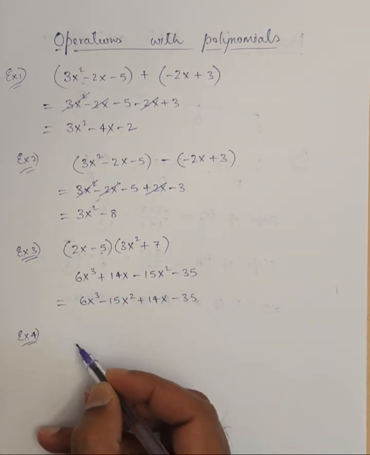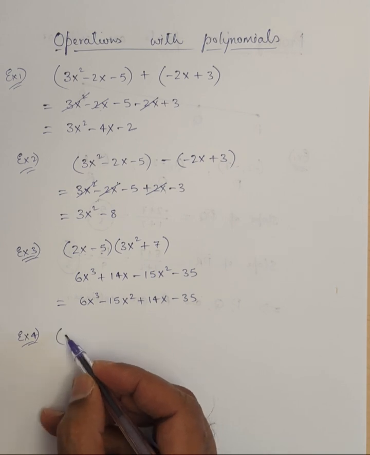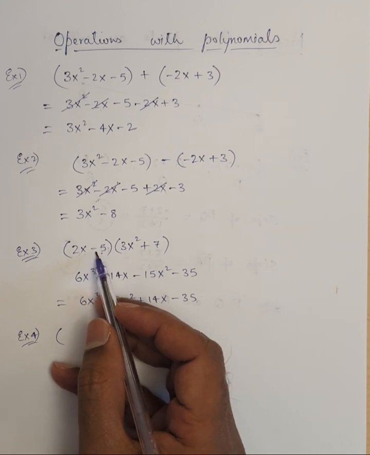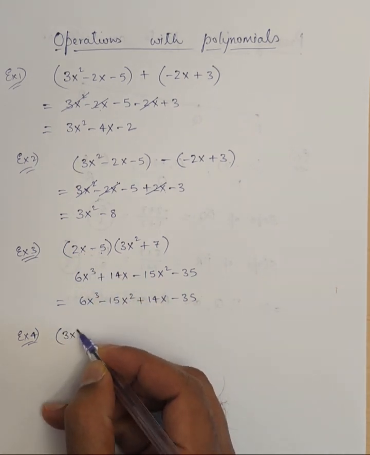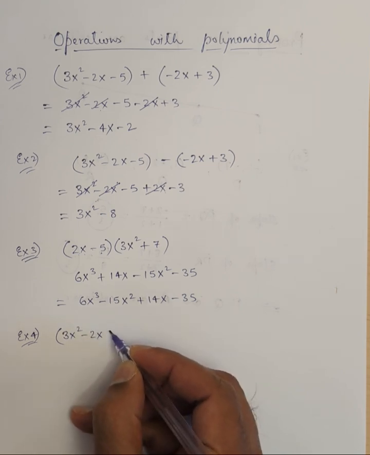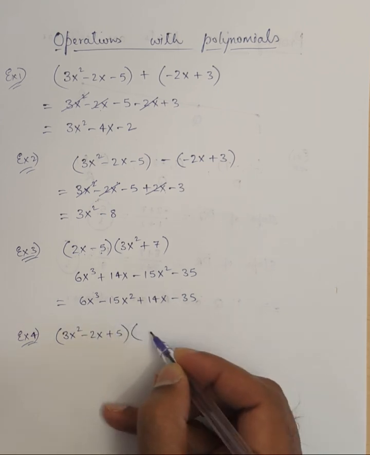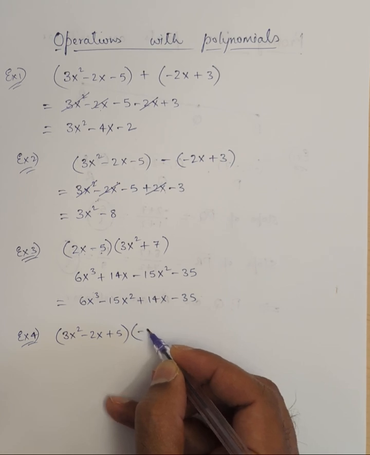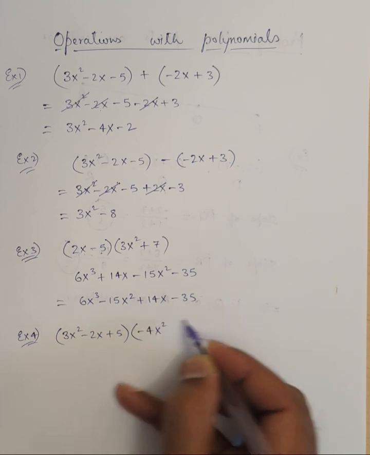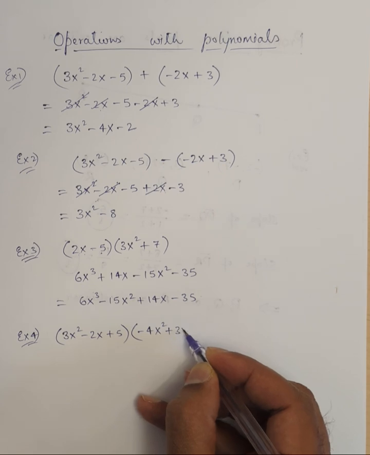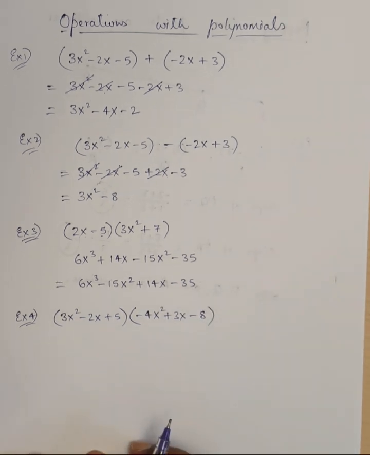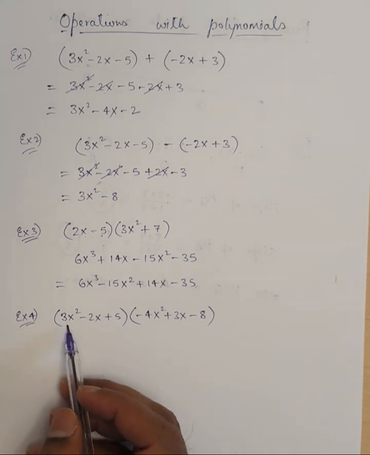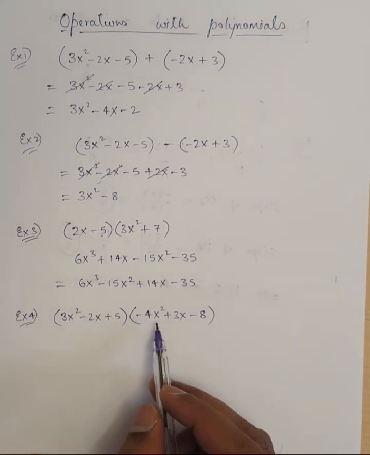Now, I'm going to have two polynomials which are a little bit longer than binomial. The idea is still the same. So let's do this. 3x squared minus 2x plus 5 multiplied with negative 4x squared plus 3x minus 8. All right, so now we have some work to do. Each term here multiplies with each term there.